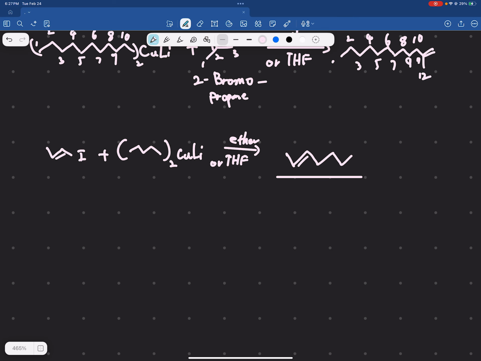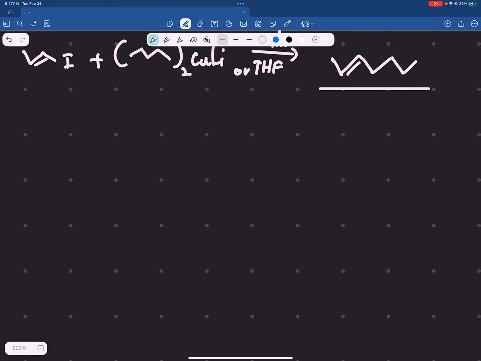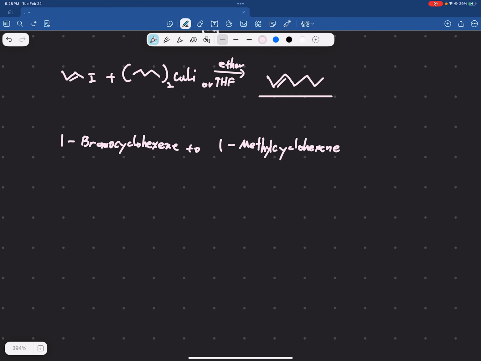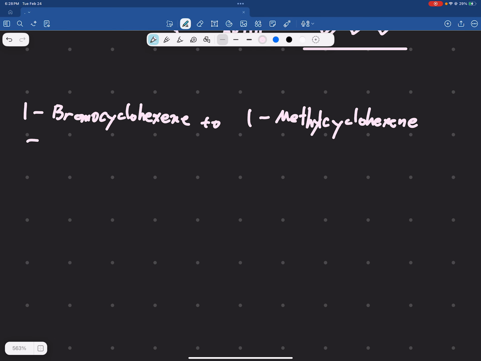So let's go with an example. I'll draw them out actually. How would we convert 1-bromocyclohexene to 1-methylcyclohexene using a lithium dimethylcopper reagent? How would we do this?